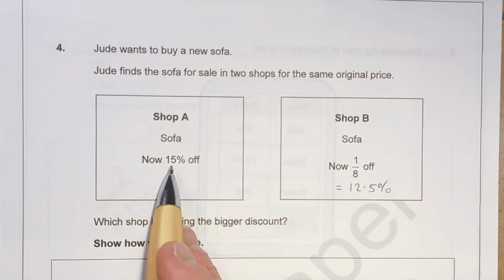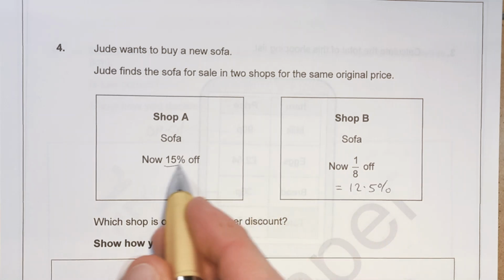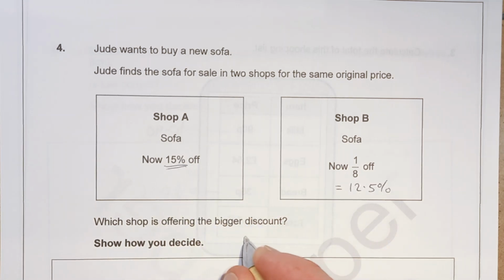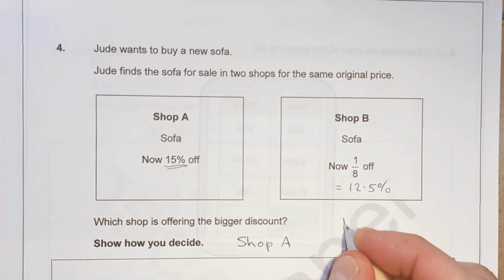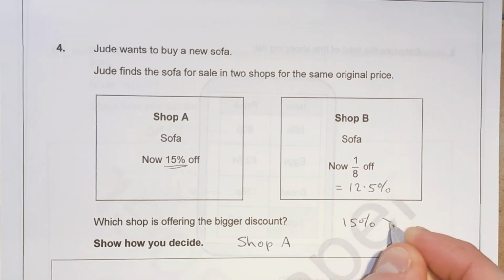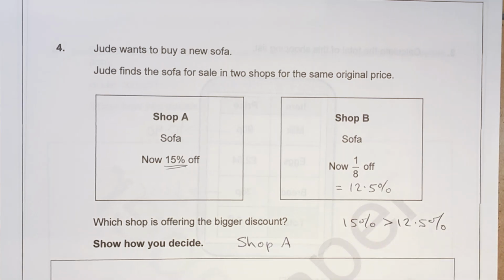We're just saying, what's the bigger number? 15% or 12.5%? Well, it's this one. So it would be shop A. And if you want to show that, you could just put 15% is greater than 12.5%.